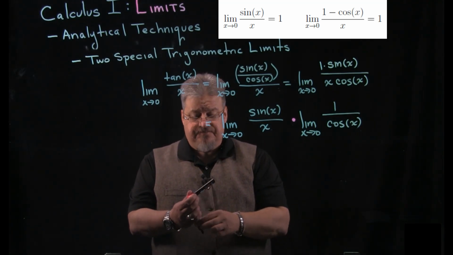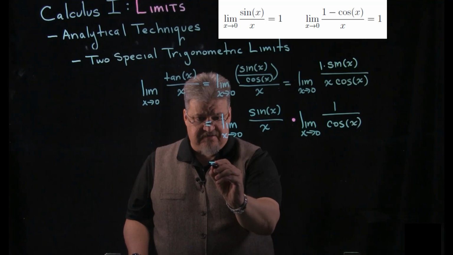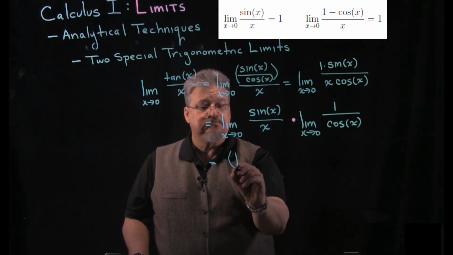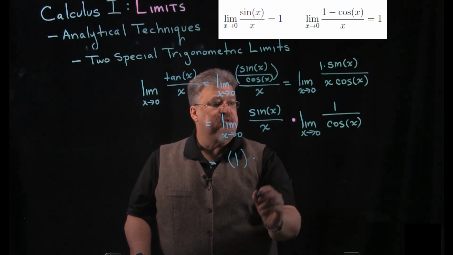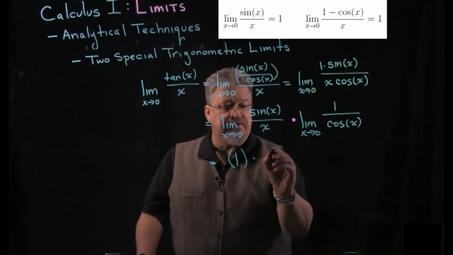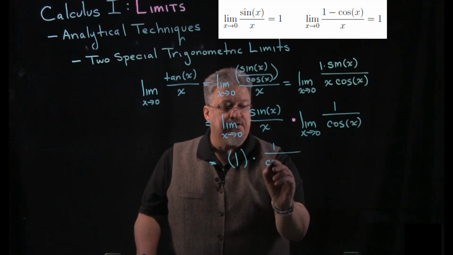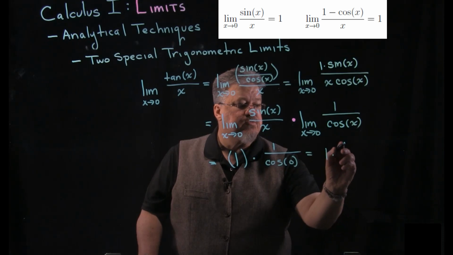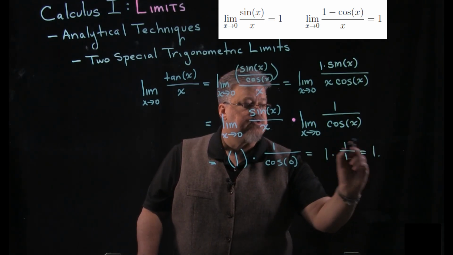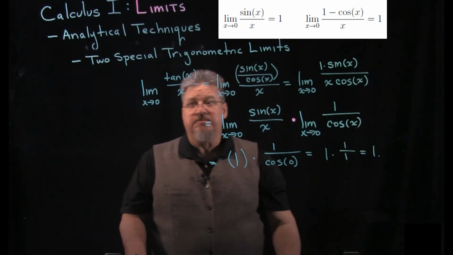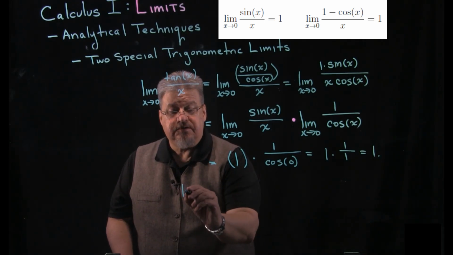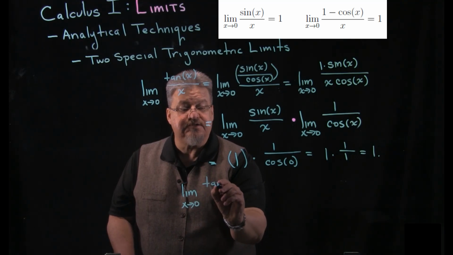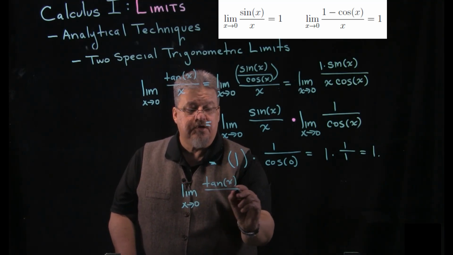Do they? Yes. This limit, as we see above, is equal to 1. And this limit can be obtained by functional evaluation. This is equal to 1 over the cosine of 0. And we know the cosine of 0 is 1. So this is 1 times 1 over 1, which is 1. So the original limit as x goes to 0 of tan x over x is equal to 1.